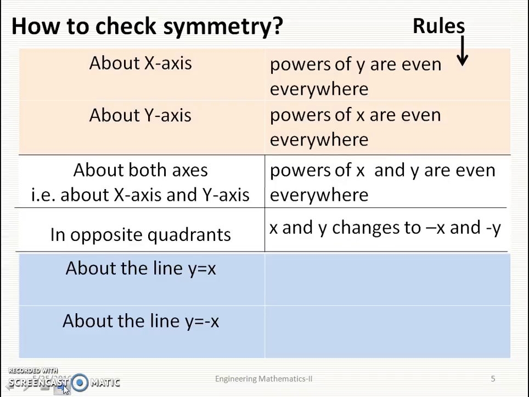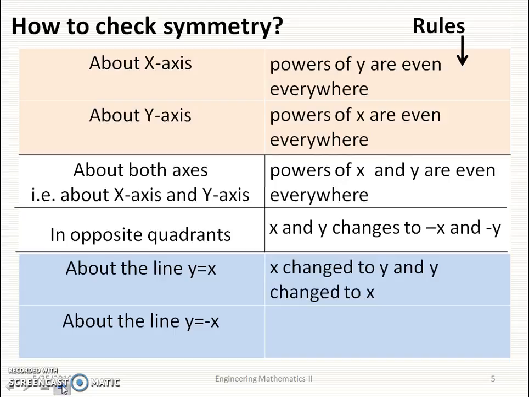For the opposite quadrants, just replace x and y by minus x and minus y respectively, and check whether the equation of the curve changes or not. If the equation of the curve remains the same, then you can say that the given curve is symmetrical about opposite quadrants, and if the given equation changes, then you can say that it is not symmetrical about the opposite quadrants.